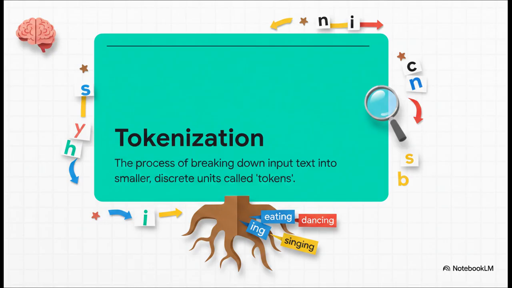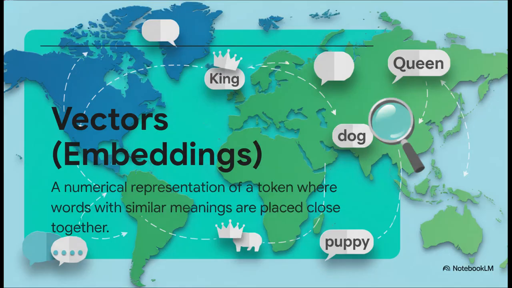Now, this is way more than just splitting sentences by spaces. A smart tokenizer sees a word like, say, eating, and it gets it. It understands the parts, the root eat, and the suffix ing. By breaking words into these meaningful little tokens, the model can suddenly see the connection between eating, dancing, and singing. This is the absolute first step that lets an AI grasp the building blocks of meaning, not just a random series of letters.